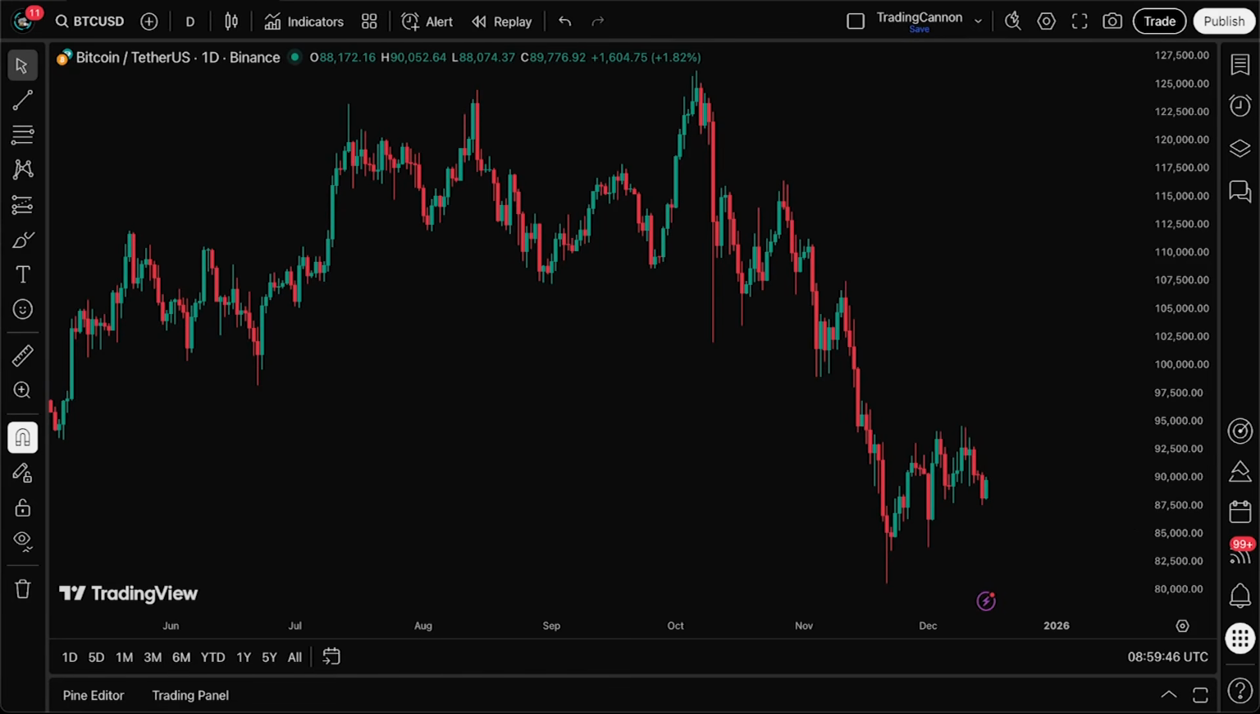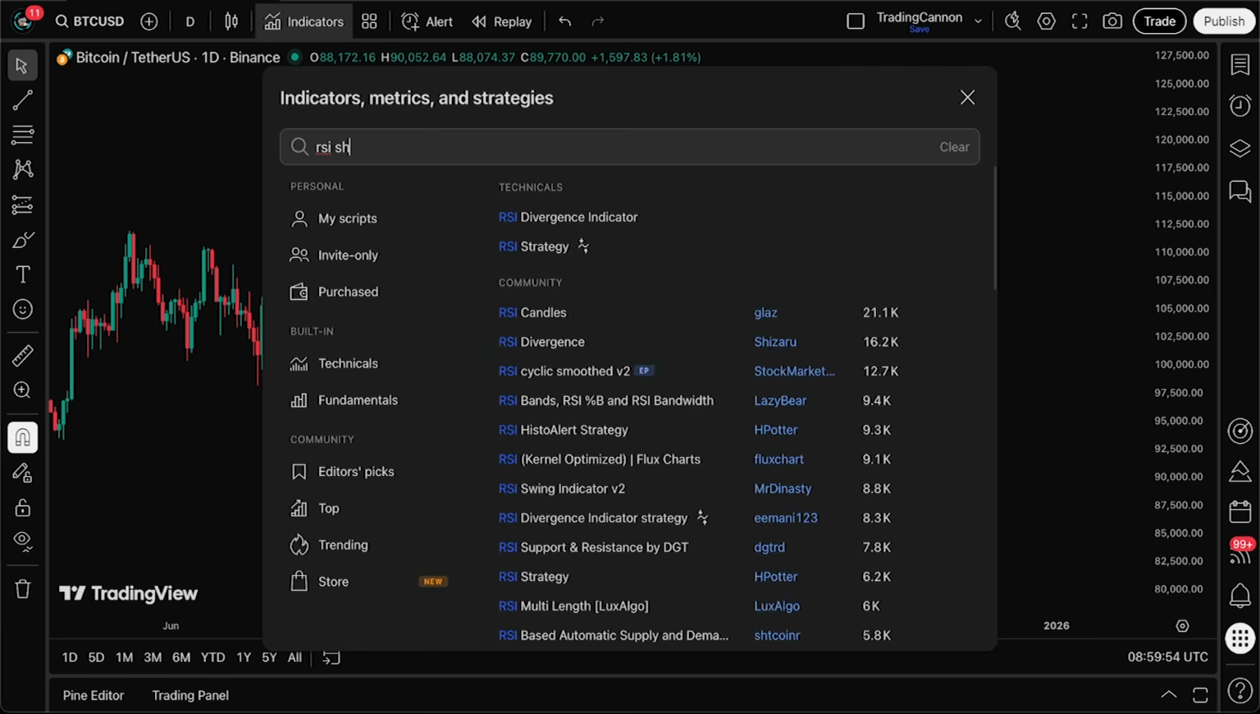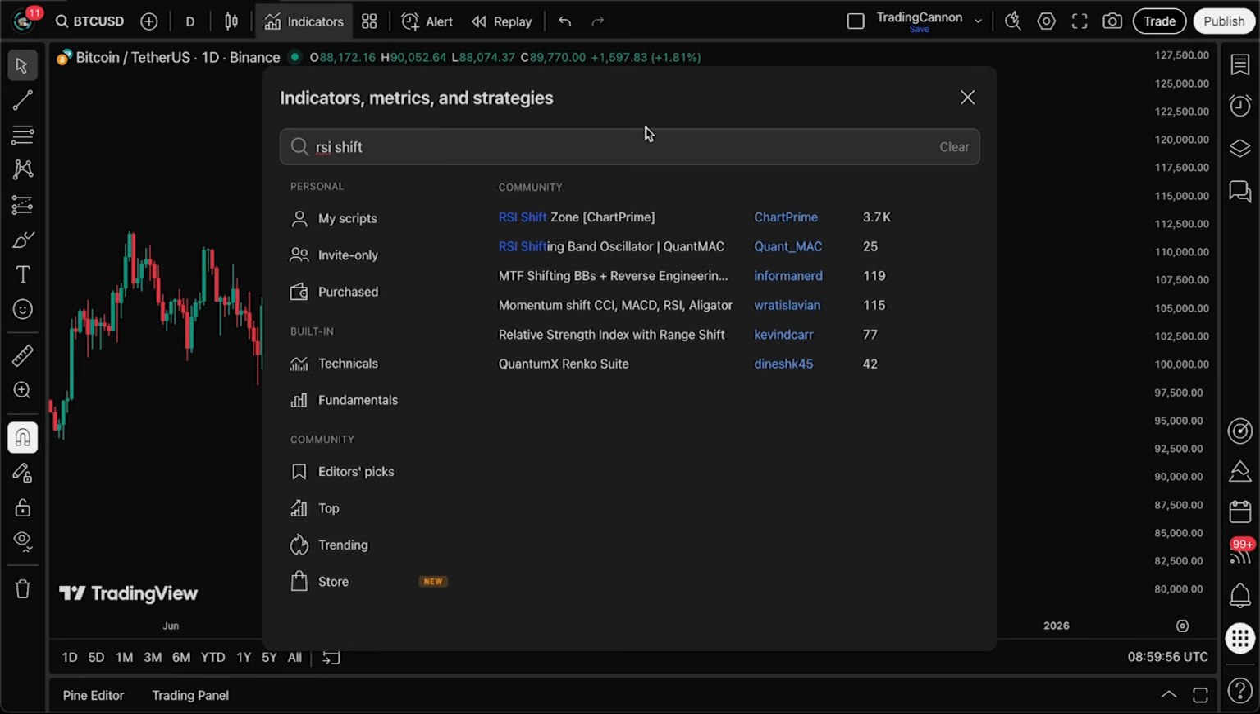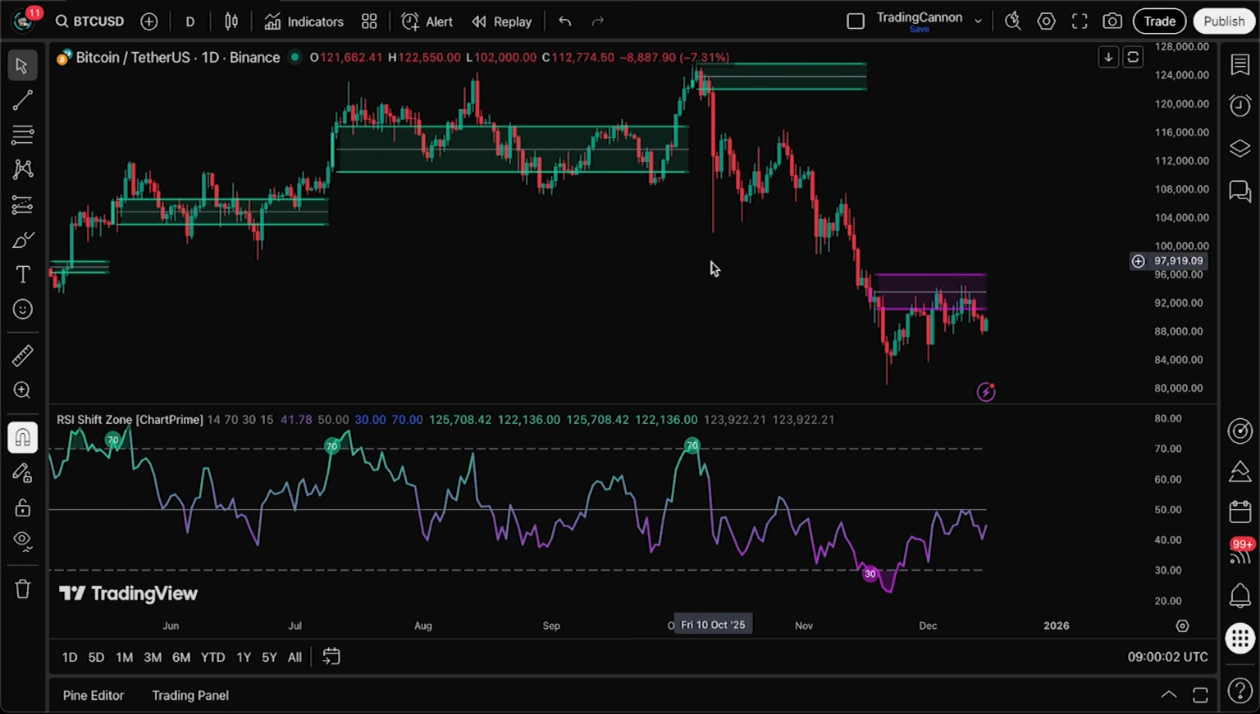Add the indicator. First, open your chart on TradingView. Click on the Indicators button at the top of the screen. In the search bar, type RSI Shift Zone and look for the one by Chart Prime. Select it and add it to your chart. Once added, you'll see colored channel zones appearing directly on the price candles whenever certain momentum conditions are met.